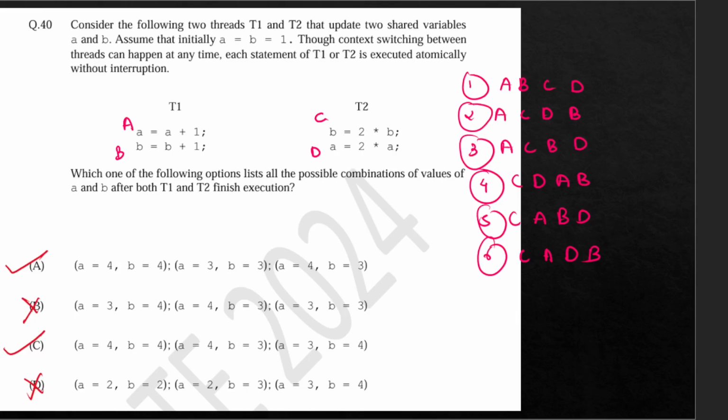Let's try to execute the second one in this order: A, C. First, A is 2, after that C, so now B will be 2. After that we go to D. So here 2 and 2, so A will be 4, and after that B. So B is 3. This is what we are going to get from the second one: A is 4 and B is 3. Option A also has this, A is 4, B is 3. Option C also has this. So no elimination. Let's move to the next combination.